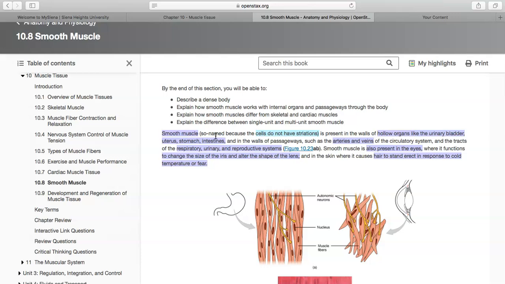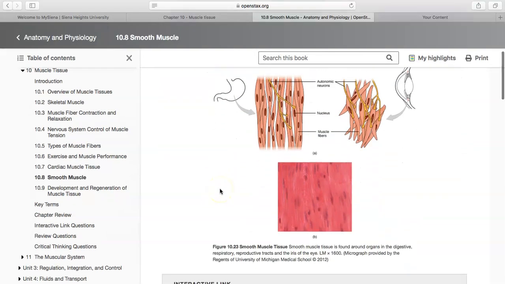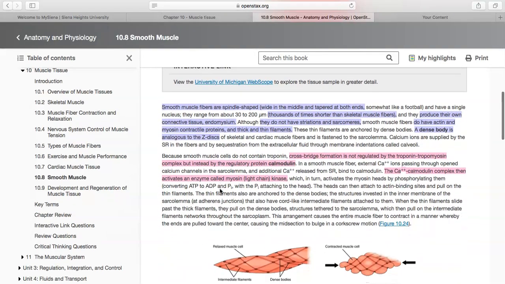And we find smooth muscle in the walls of hollow organs like the bladder, the uterus, the stomach, the intestines, in the walls of your arteries and veins, of your circulatory system, and in the respiratory, urinary, and reproductive tracts. You'll also find smooth muscle in the eyes, where it can change the size of the iris and alter the shape of the lens. You also find it in the skin, where it is the cause of basically getting goosebumps or having your hair stand up in response to cold temperature or being scared. So let's get into it.